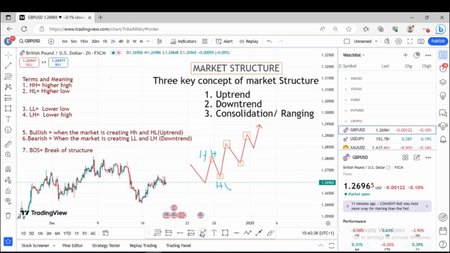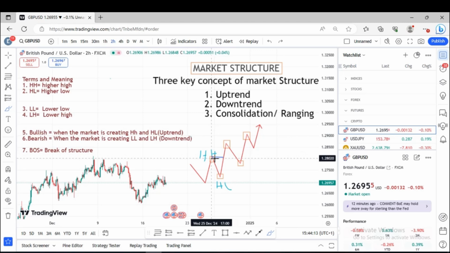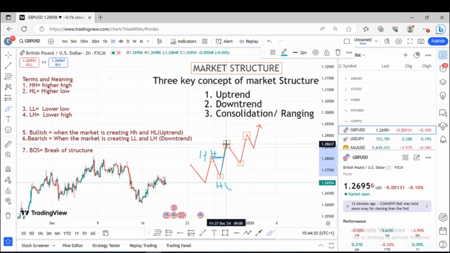So here is what we call the break of structure, from this higher high to this place. The market moves from this point up to this point, creating a higher high, then retraces back, which we call retracement, creating a higher low, then breaks this structure here. It broke this structure here, broke it, then moved up.